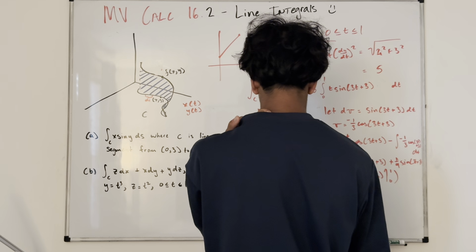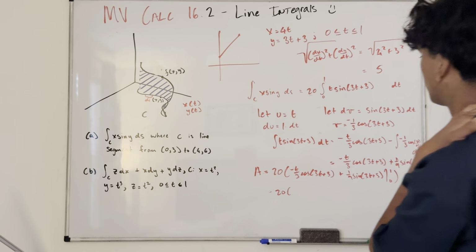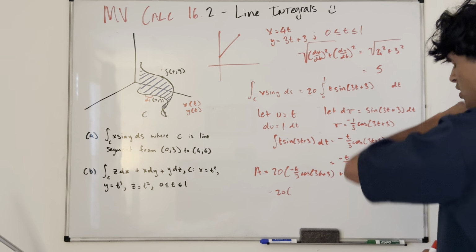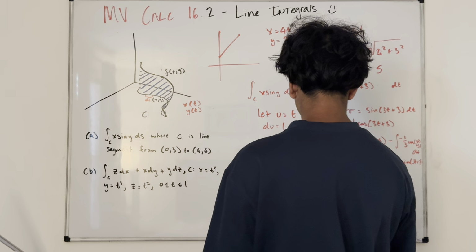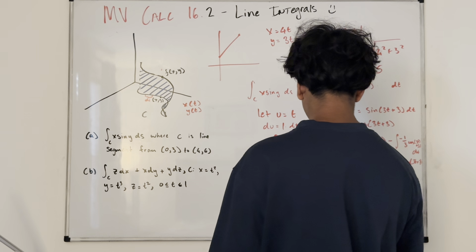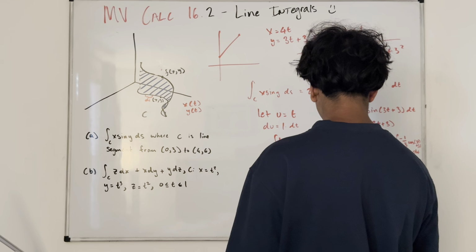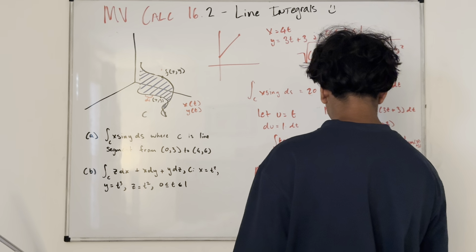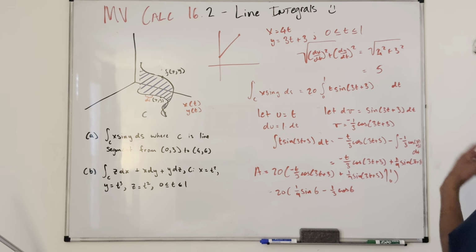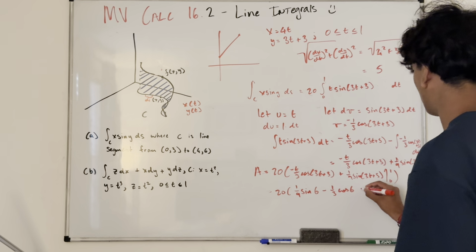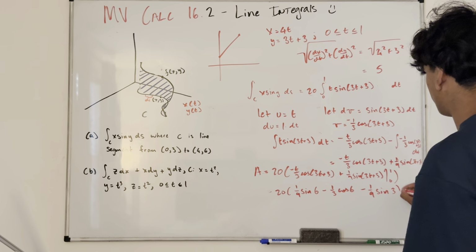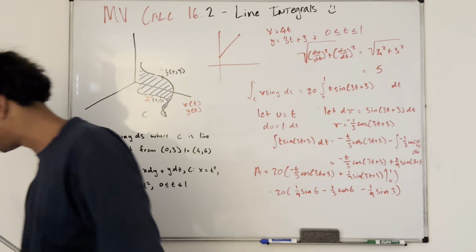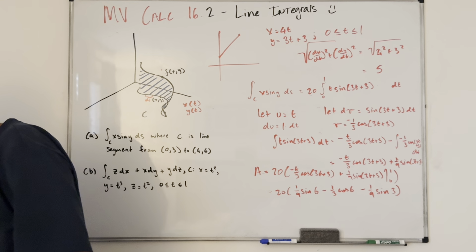When I plug in 1 for everything, I get 1/9 sine 6 minus 1/3 cosine 6. And then when I plug in 0, that first part just becomes 0, so I'm just going to be doing minus 1/9 sine 3. So this is kind of a weird answer. Let me double check with the key. I might have done that completely wrong and I wouldn't even know.